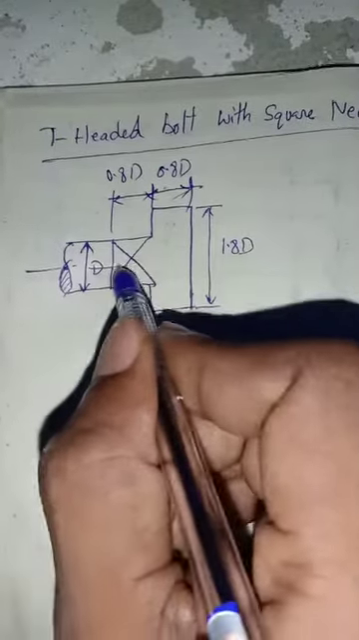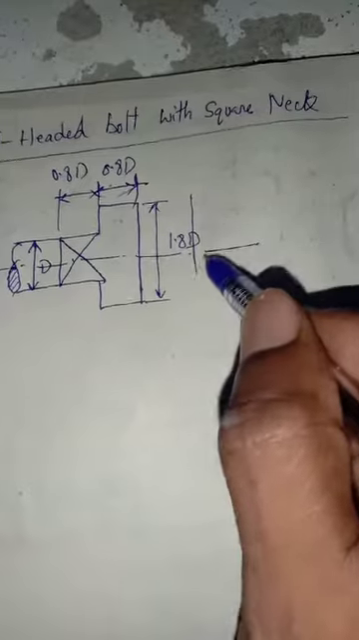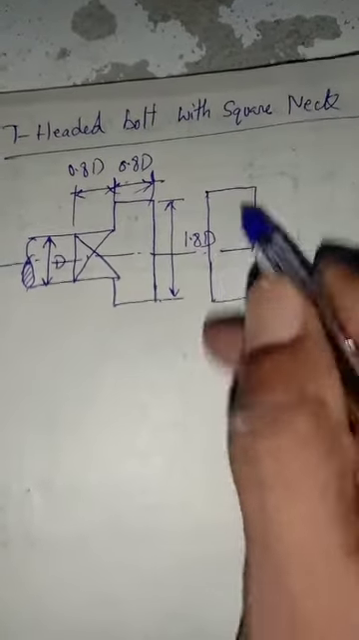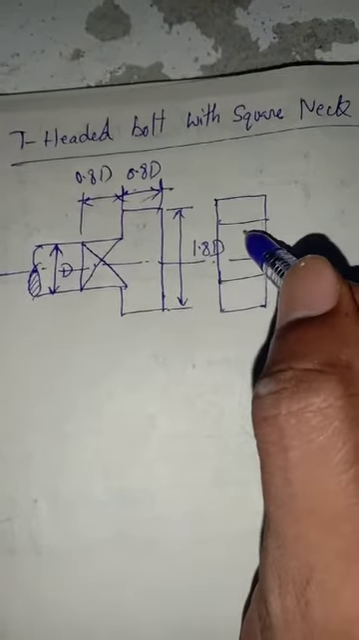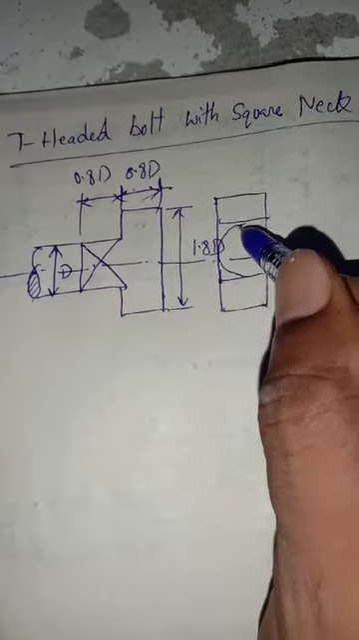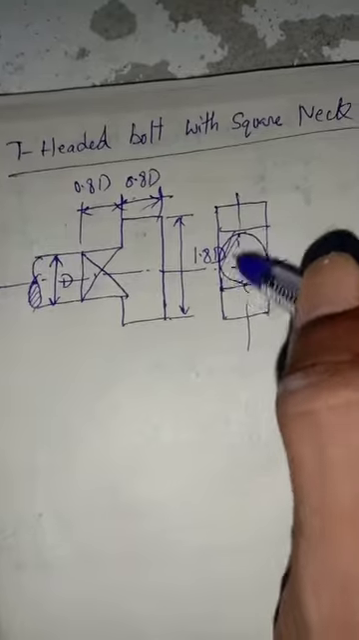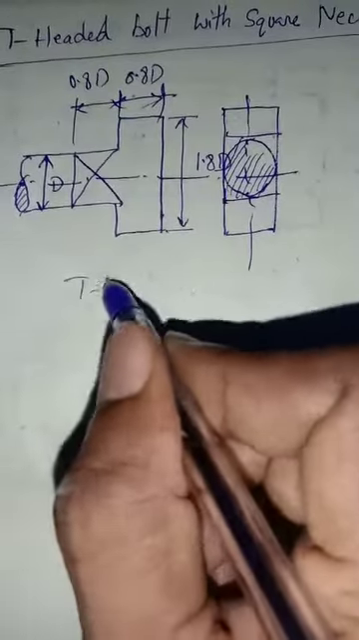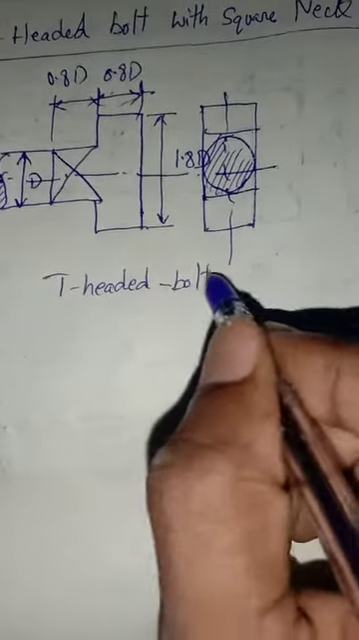Okay, now this is the axis line. Now I am going to draw this side view. It will show like this, in between having square circle, so hatching. See this. Okay, this is called T headed bolt.